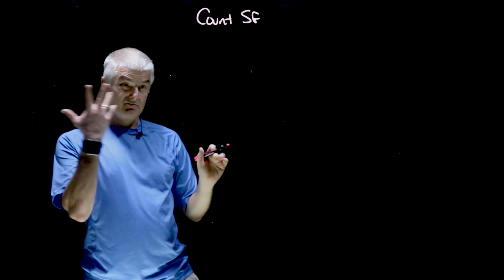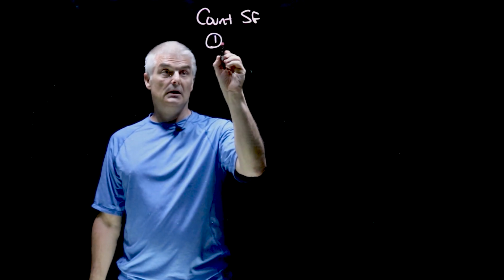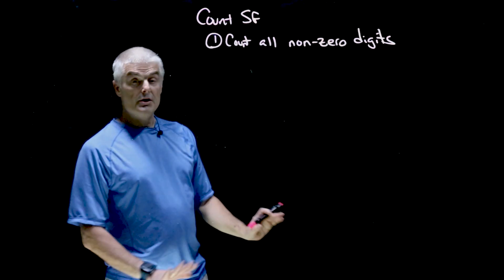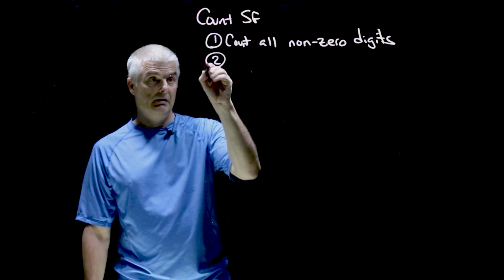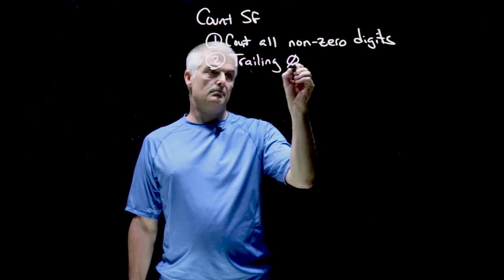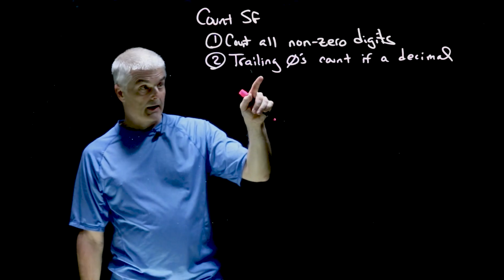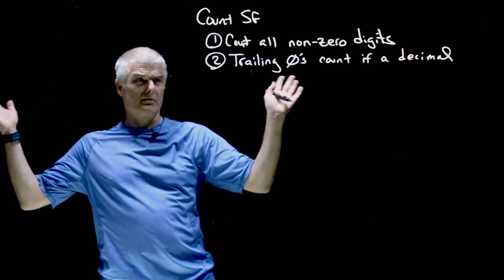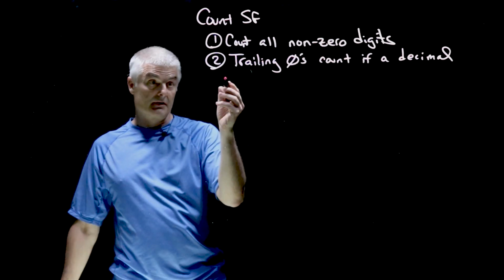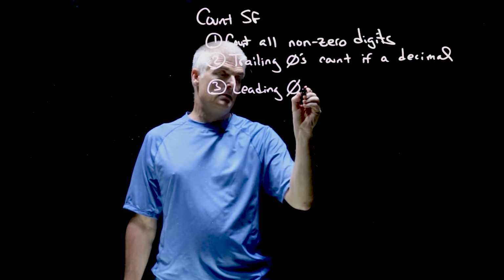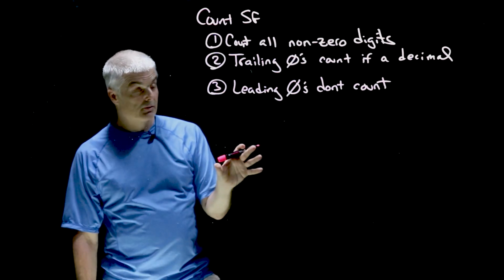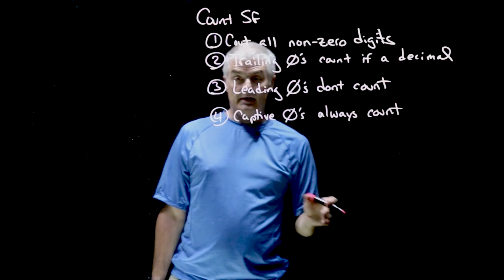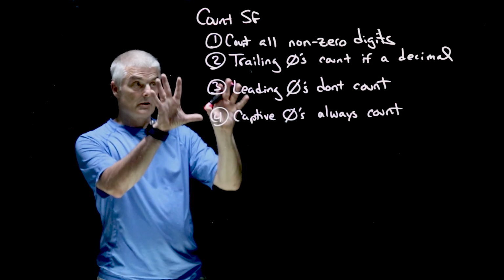Okay, there are some rules, all right? Here's rule number 1. Count all non-zero digits. We'll practice in a minute. Trailing zeros count if there's a decimal. The key on the struggle people always have is, what do you do with the zeros? All right, non-zero digits, they're always significant. Number 3, leading zeros don't count. And captive zeros always count. Let's talk about each of these cases.